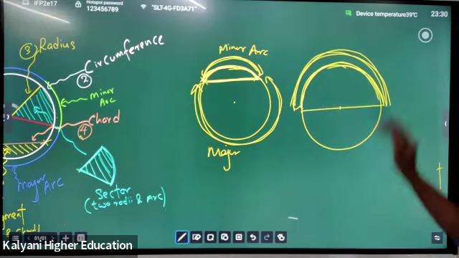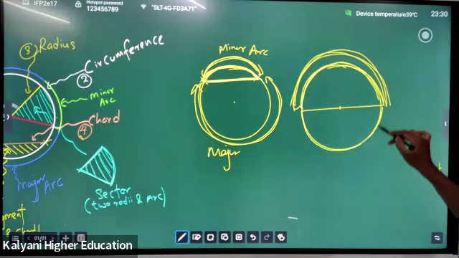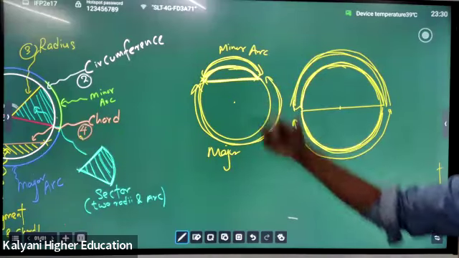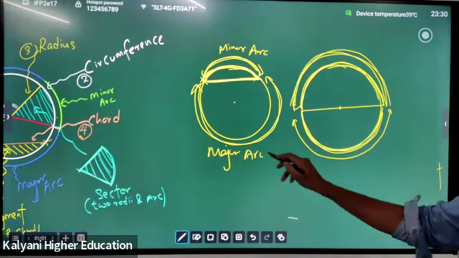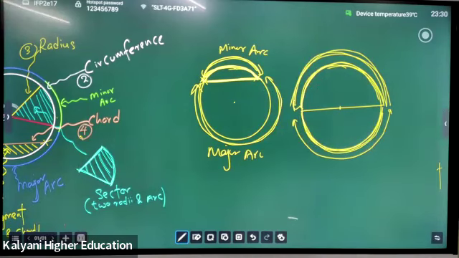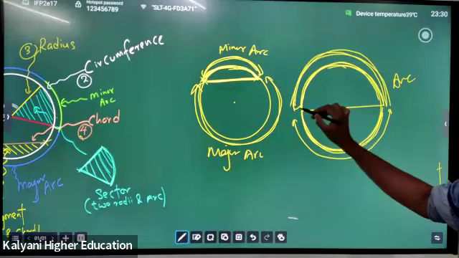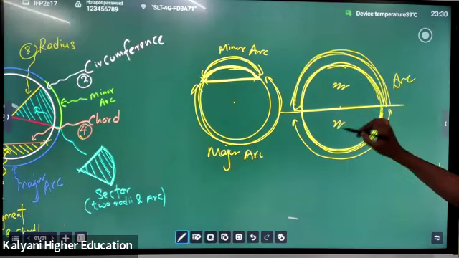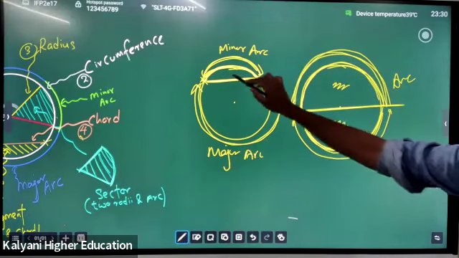Good. Now what about this line? It's also an arc. If one is smaller, we say minor. If one is bigger, we say major. Here, this is not smaller and this is not bigger, so these two are just arcs. At this time, one special thing is happening. The circle is divided into how many parts? Two parts.